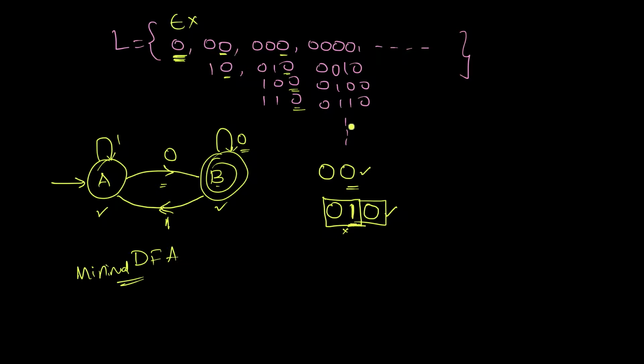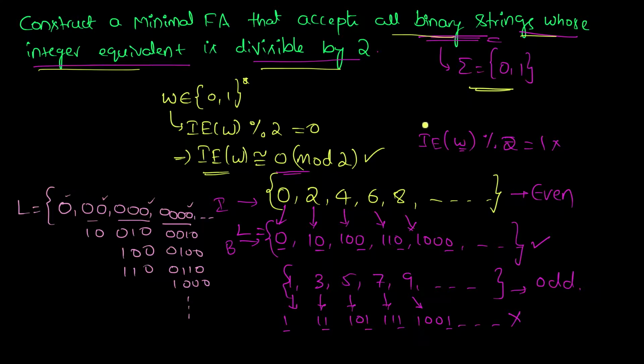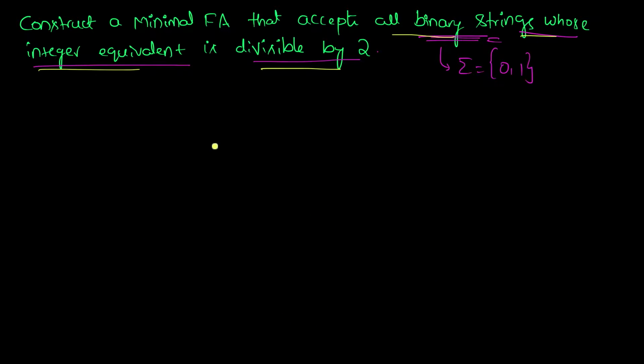Now the question is, we need to consider all the binary strings whose integer equivalent is divisible by 2. We have found a pattern that each string ends with 0, and we have constructed a DFA. So let's construct a DFA based on the given question: a DFA for all binary strings whose integer equivalent is divisible by 2, that is, the integer equivalent of W is congruent to 0 mod 2.